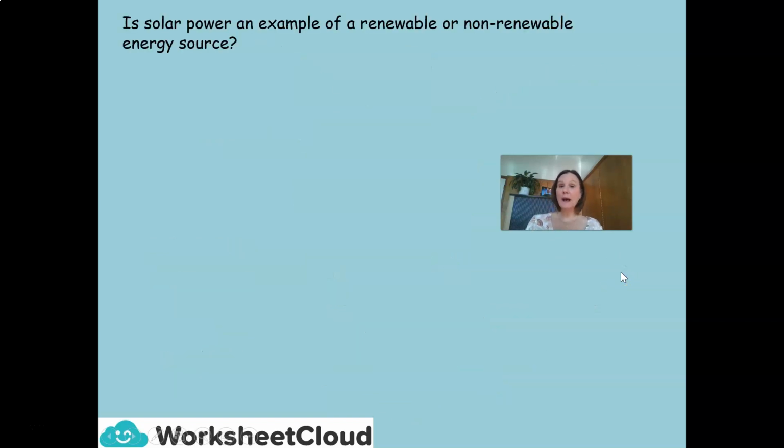So, is solar power an example of a renewable or a non-renewable energy source, grade 7s? Think about it. It is a renewable energy source. It will not run out.